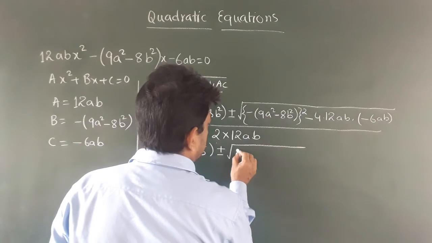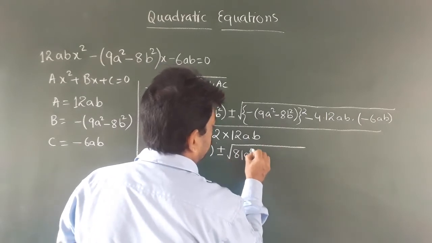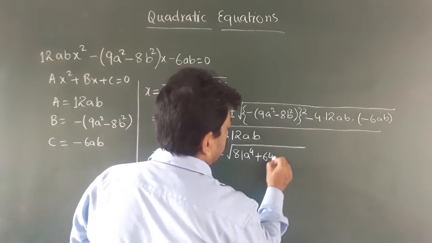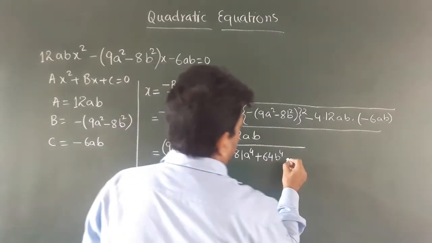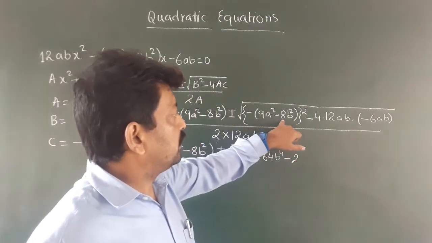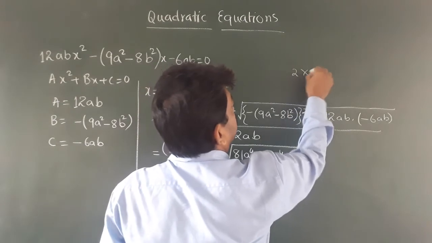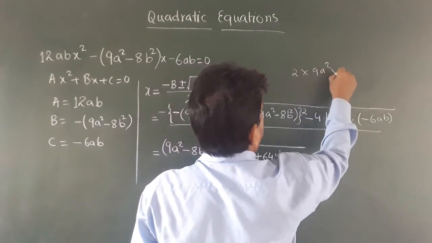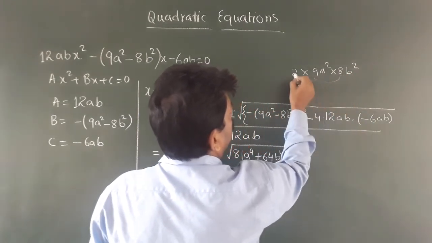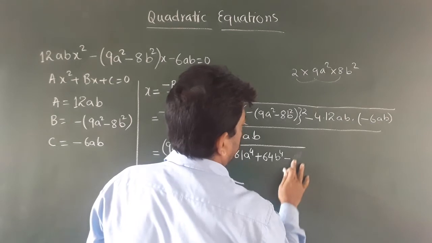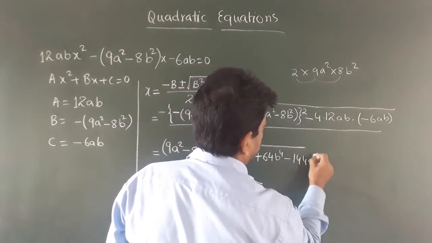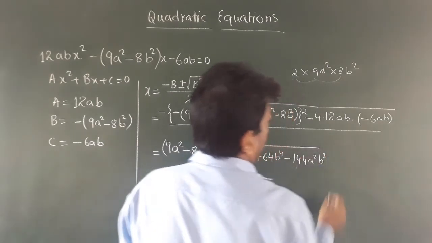So a square means 81 a to the power 4 plus b square means 64 b to the power 4 minus 2ab. 2ab means 2 multiplied with 9a square multiplied with 8b square. So this gives 72 into 2, 144. This will be 144 a square b square.